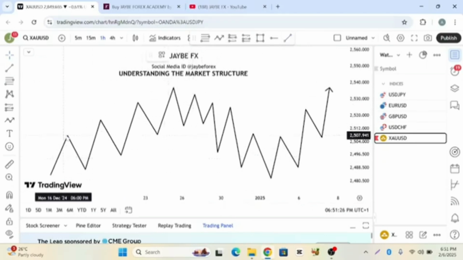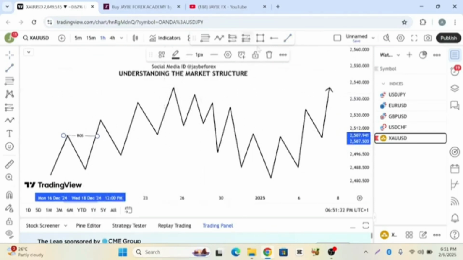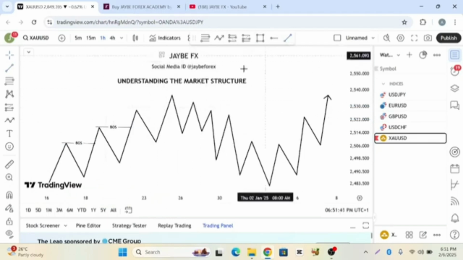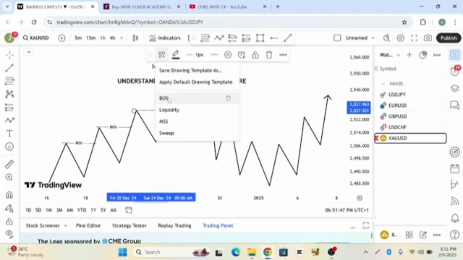By now, you already know what this is. This is a break of structure, which means the market is absolutely moving in the up direction. We are looking for buys. This is a break of structure to the upside. Trust me, this is exactly how I identify my directional bias of the day. Then what exactly is this? This is absolutely a break of structure.